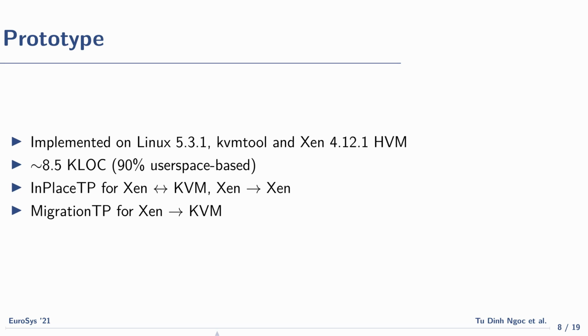For in-place TP, we implemented it from Xen to KVM and from KVM to Xen, as well as from Xen to Xen, which you can use for upgrading from one version of Xen to another. For migration TP, we also have an implementation for moving from Xen to KVM. So next, I'll be talking about how the components of HyperTP are done in detail.